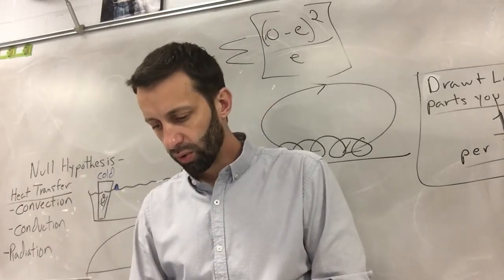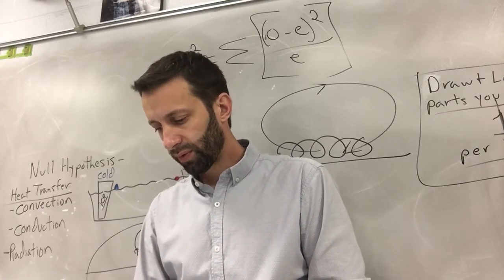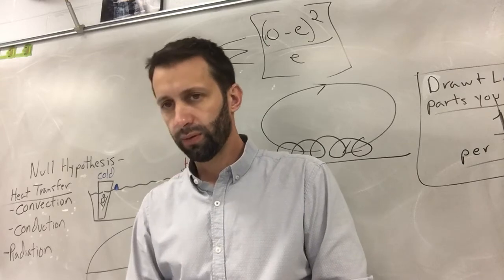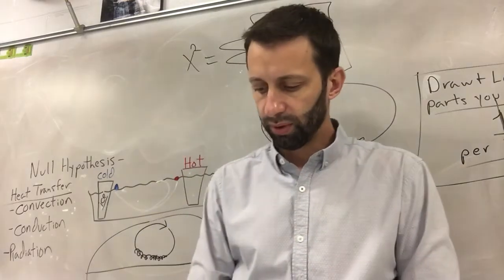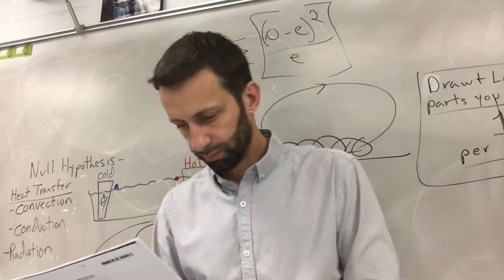All right, so based on your degrees of freedom and knowing that you have to use the 0.05 probability value, what is your critical value from the chart?